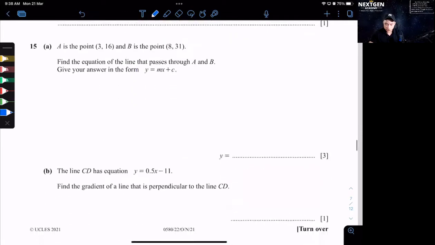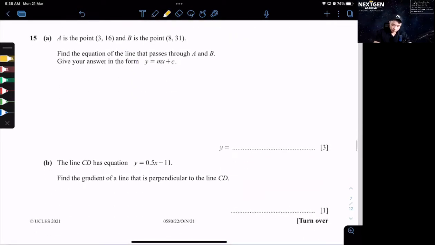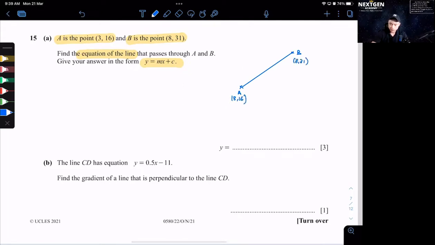Okay, let's go. Question 15. A is the point (3, 16), B is the point (8, 31). Find the equation of the line that passes through A and B. Give your answer in y equals mx plus c. So for me to draw a straight line equation, let's say I've got point A, point B. Let's just roughly draw it out so you all can see clearly.